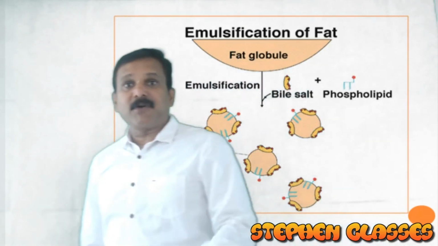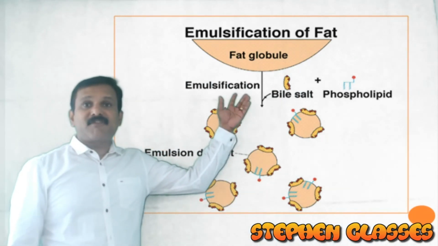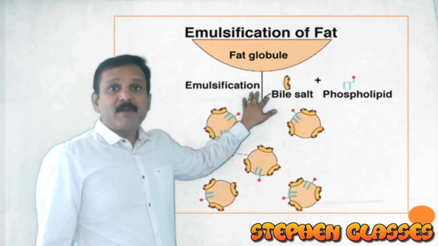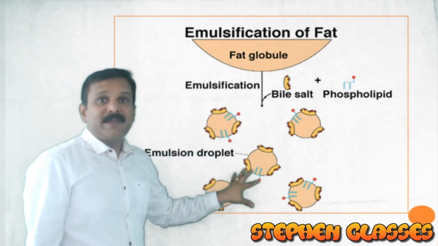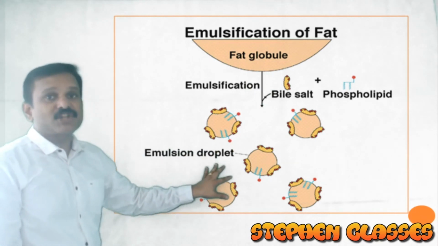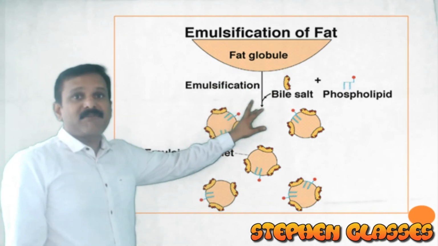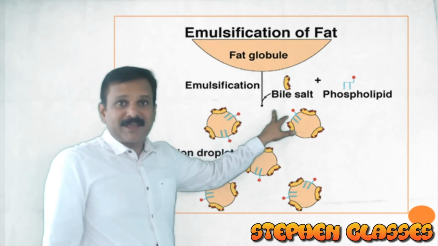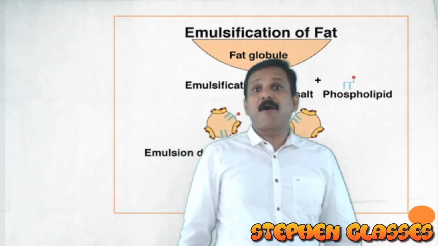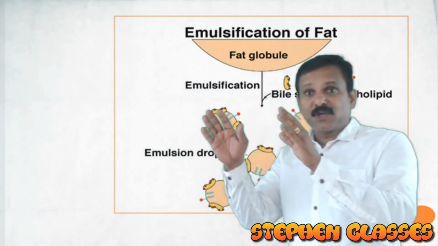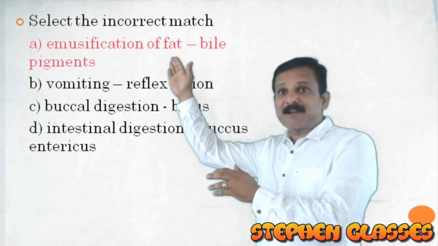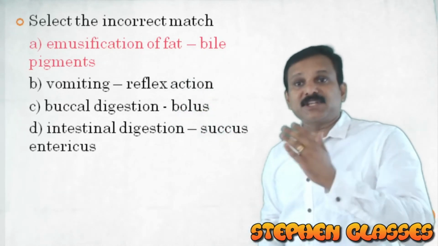We have a slide for you showing the emulsification of fat. Emulsification is a process by which fat globules are converted into tiny emulsion droplets. This process is performed by bile salts only, not by bile pigments. Remember, bile salts perform emulsification of fat. So in this question, our answer will be option A, that is the incorrect match. Now we move to our next question.